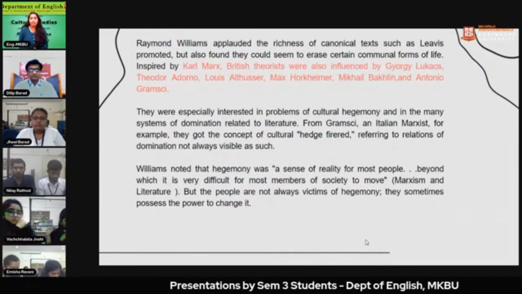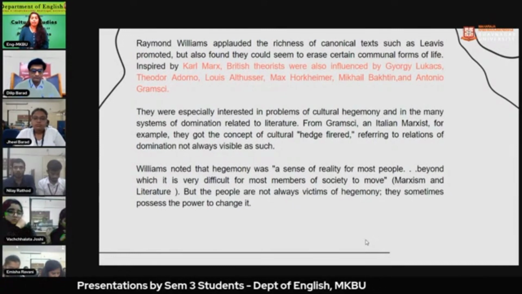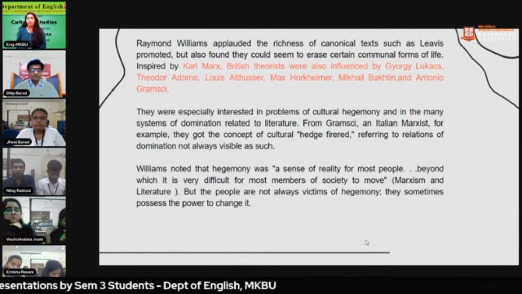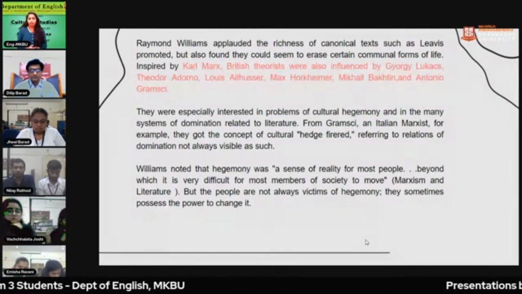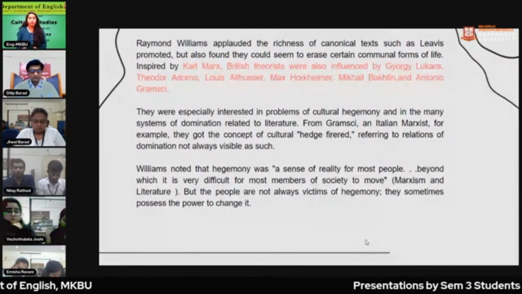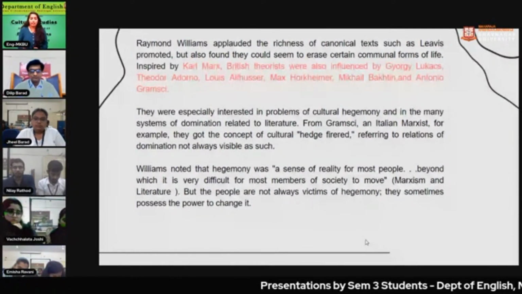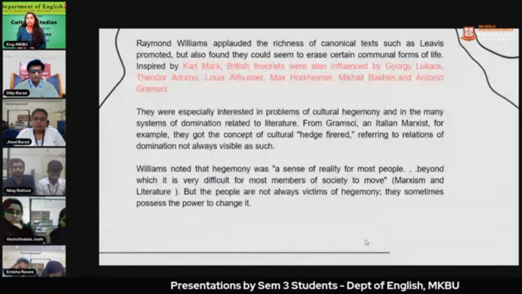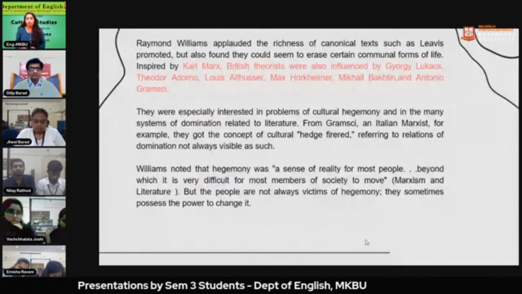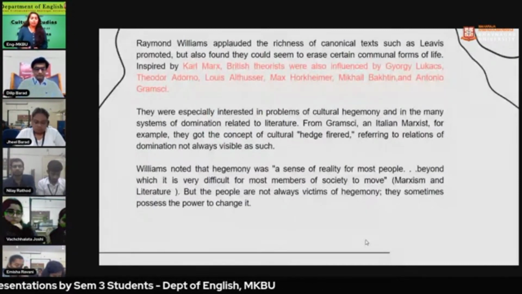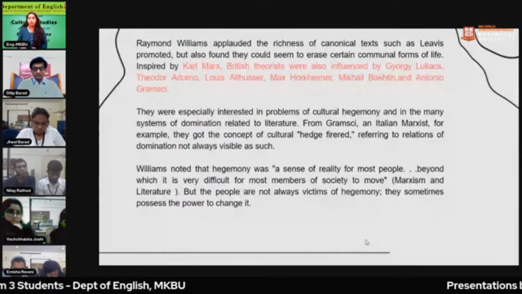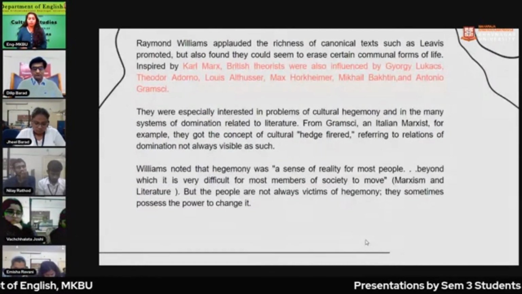For Gramsci, an Italian Marxist, for example, there is a concept of cultural hegemony that refers to a relation of domination not always visible as such. Williams noted that hegemony was a sense of reality for most people, beyond which it is very difficult for most members of society to move.